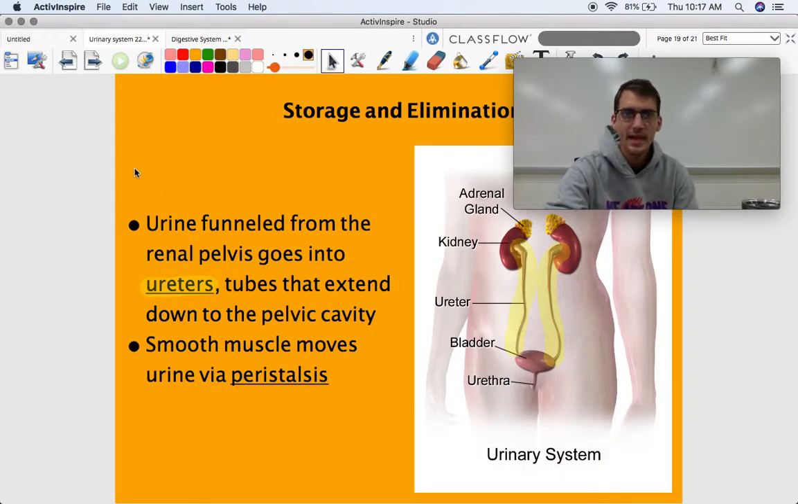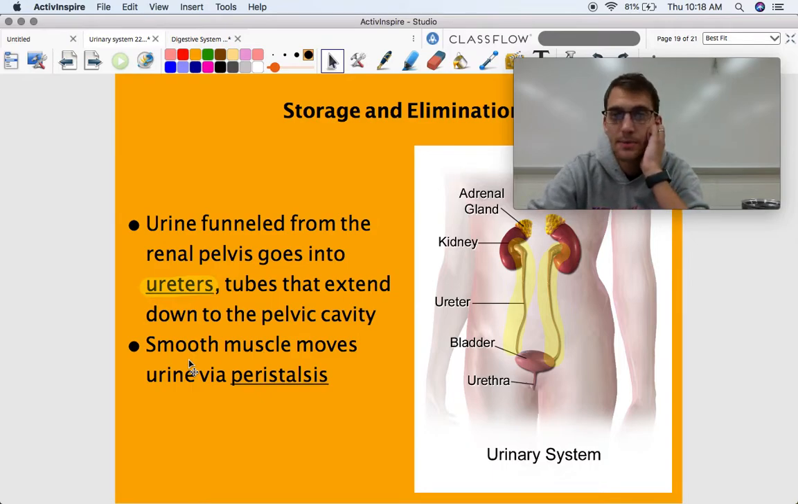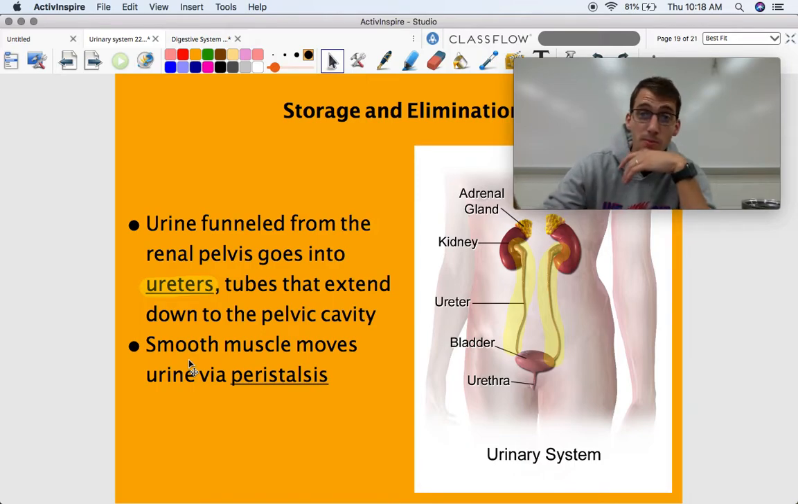Okay, so urine funneled from the renal pelvis goes into the ureters. We're finally getting out of the kidneys here. We're funneling it into these honestly muscular tubes that are going to be sending urine to the urinary bladder, and they extend down to the pelvic cavity. These tubes are lined with smooth muscle, similar to the tubes in your digestive system. It's going to be moving that pee down through peristalsis, which we have talked about in the digestive system unit. There's a wave-like motion of muscle, kind of like squeezing a tube of toothpaste.